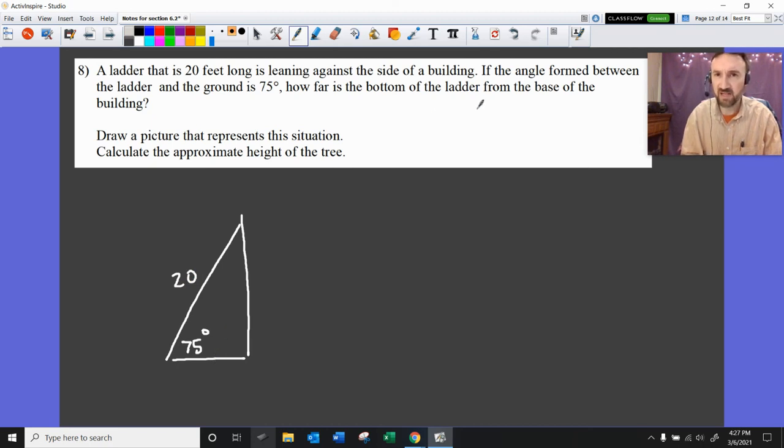How far is the bottom of the ladder from the base of the building? Here's the bottom of the ladder. Here's the base of the building. That far. This is a right angle, by the way. That's another picture where you could find that length x using some trigonometric ratios like we practiced before.